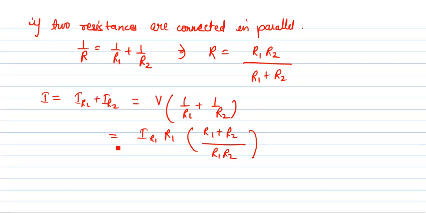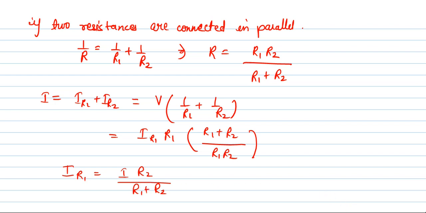IR1 into R1 is taken from the fact that in parallel, the voltage is the same across all the branches. So here we can write V as IR1 into R1. So now R1 will be cancelled out. So now I is equal to, or you can calculate from here, IR1 is equal to I into R2 upon R1 plus R2. So this is the current division rule that we will discuss later on, but now we will only see the parallel combination of resistances.